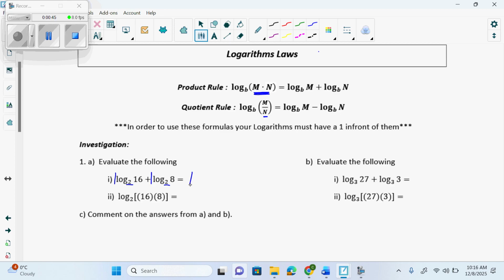So we're going to get log base 2, and anything with a plus 1 in front stays in the numerator and gets multiplied. So I have a plus 1 in front, 16 is going to go in the numerator. I have a plus 1 in front, 8 is going to go in the numerator, and then I'm going to multiply them. What's 16 times 8? Did anyone figure out, sorry?